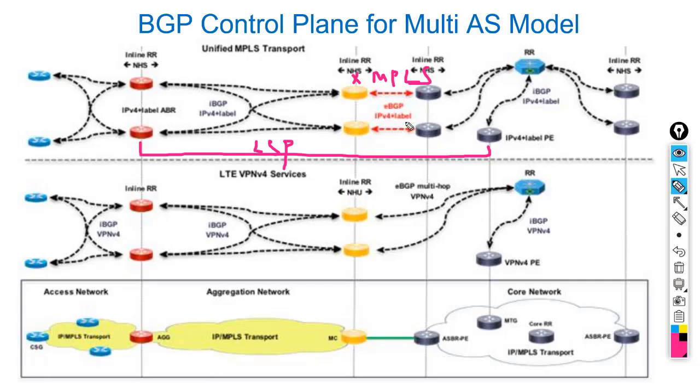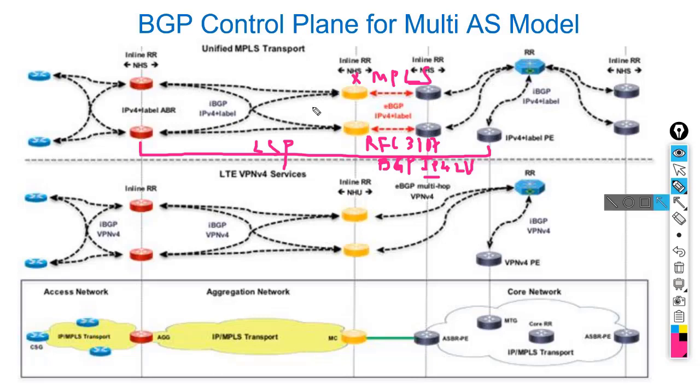Then we have to use BGP IPv4 plus label, or RFC 3107, or in Cisco IOS XR, we call this BGP IPv4 label unicast. When we enable BGP IPv4 label unicast, BGP will advertise the IPv4 prefix together with the label that the router assigned for that IPv4 prefix.